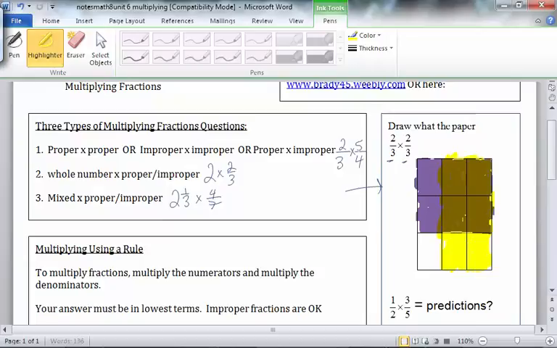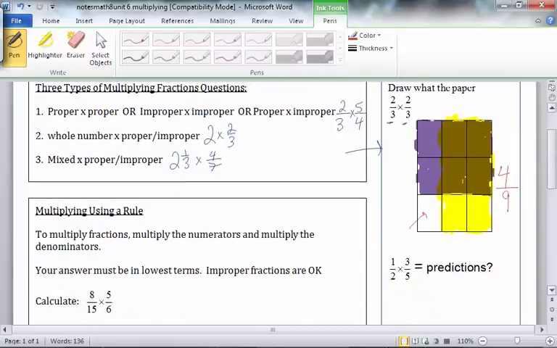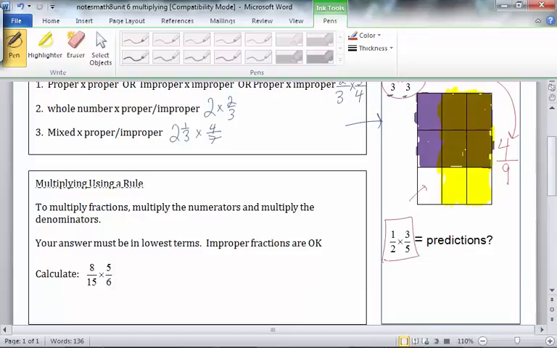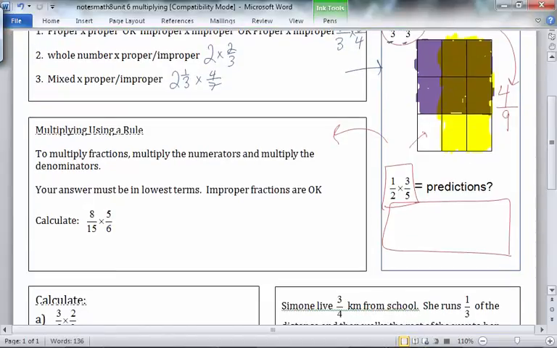Now, the part that got colored twice in this example, if the total number of boxes is 9, 1, 2, 3, 4 of them got double colored, and one of them didn't get colored at all. Based on that model, you might already see some sort of pattern to get from here to here. If you have a prediction about what 1/2 times 3/5 is, why don't you pause the video, make it now, and write your prediction here. When you're done, take a look at it, and I'll show you the rule on how to tackle these questions.